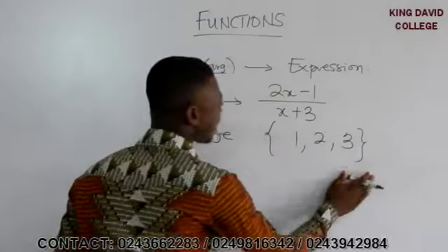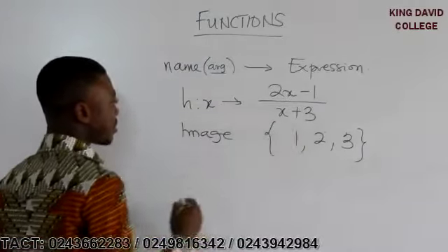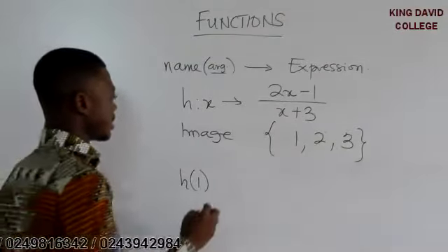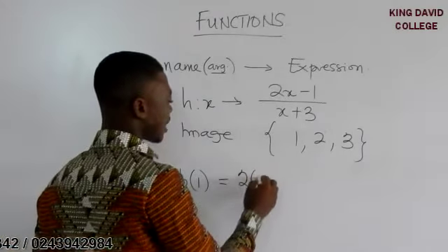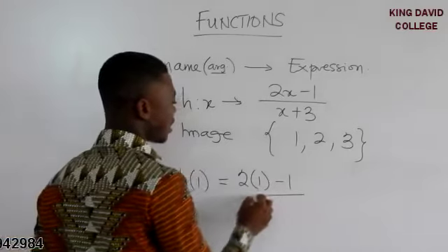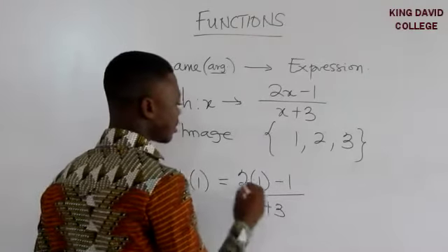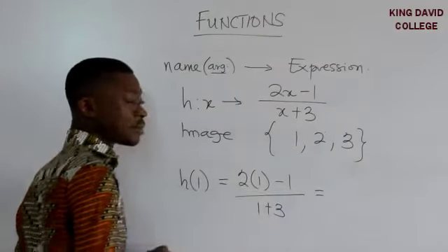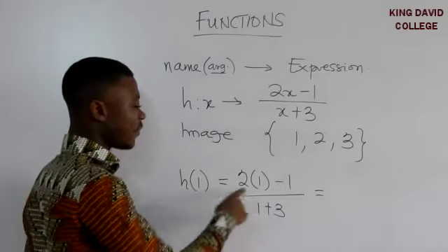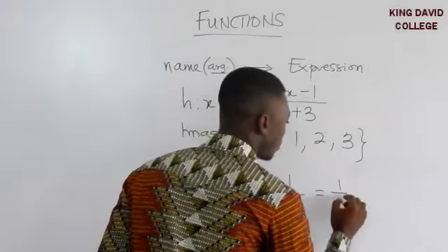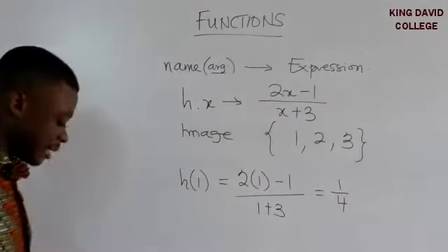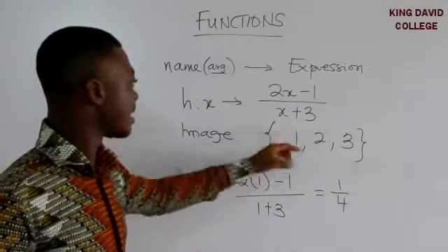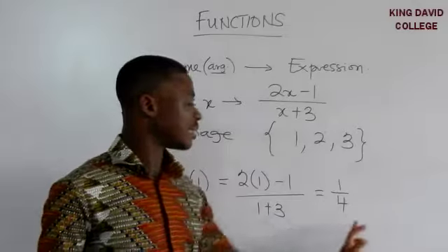To find the image, the first time you take the first input. The image of 1 under the function is going to be 2 times (1) minus 1, over 1 plus 3. So your answer will be 2 minus 1 for the numerator, over 4. So your answer is going to be 1 over 4. Are you with me? The image of the very first member of this set under the function is just going to be 1 over 4.